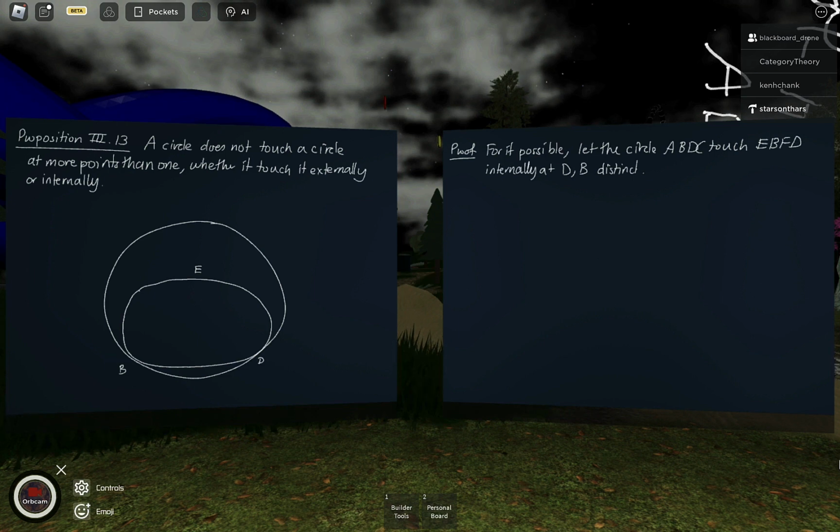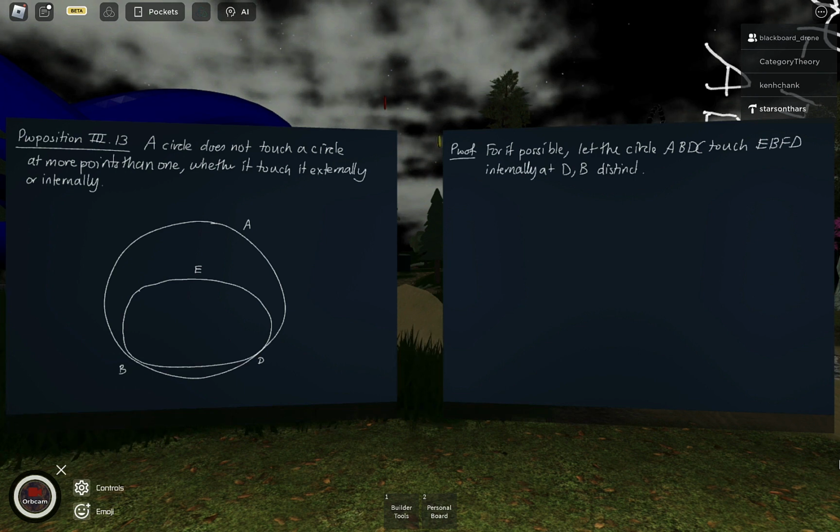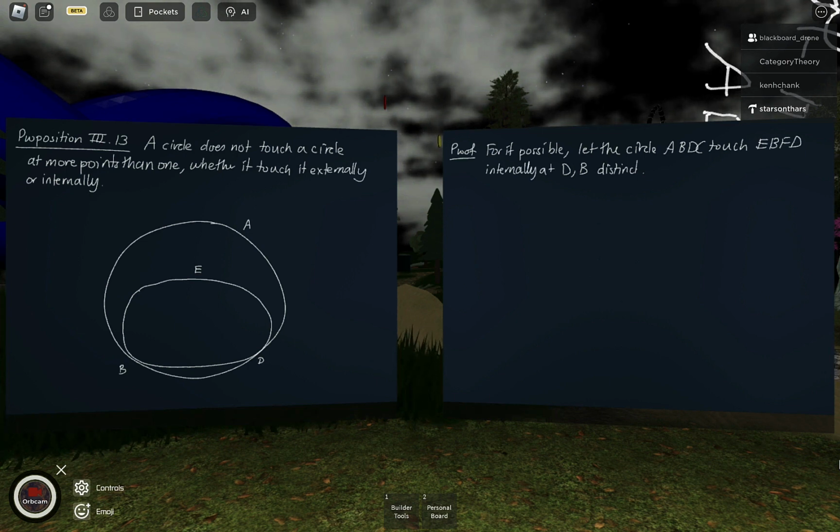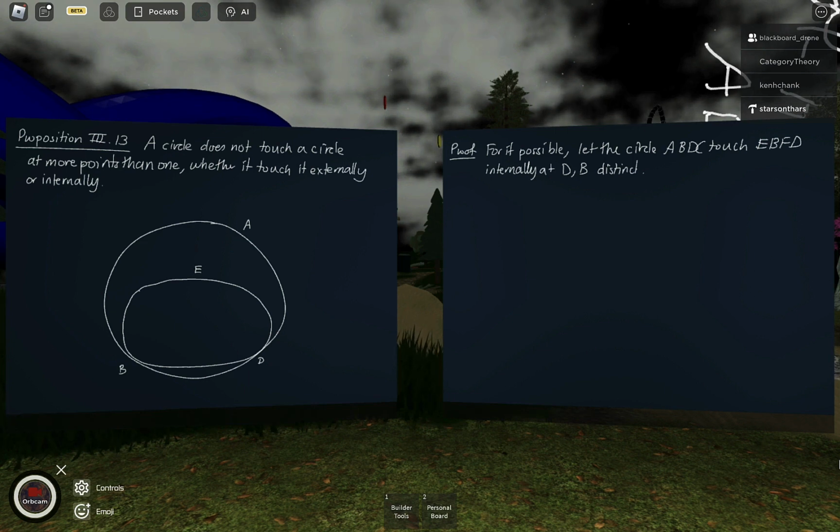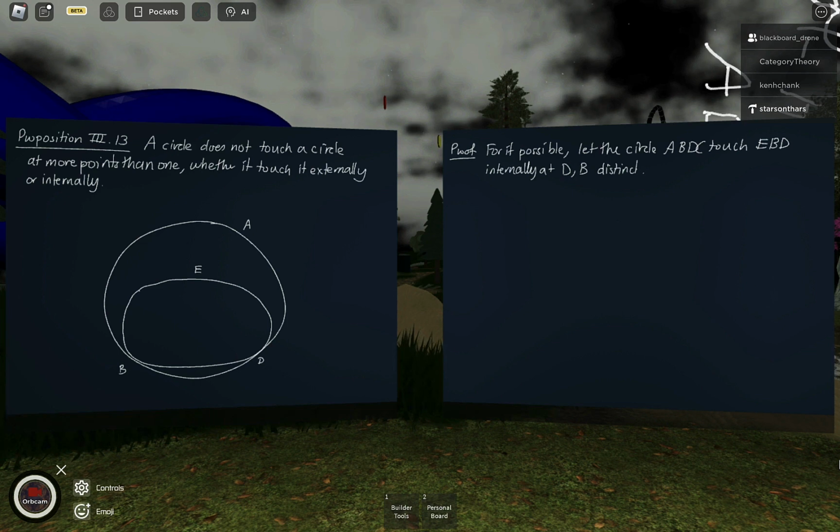Okay, I need a letter A. A is going to have a meaning later. ABD and EBD. EBFD. That is bizarre. Yeah, there's no reason to involve the F. I do not agree. So let's just call it EBD. All right, so that's the hypothesis.